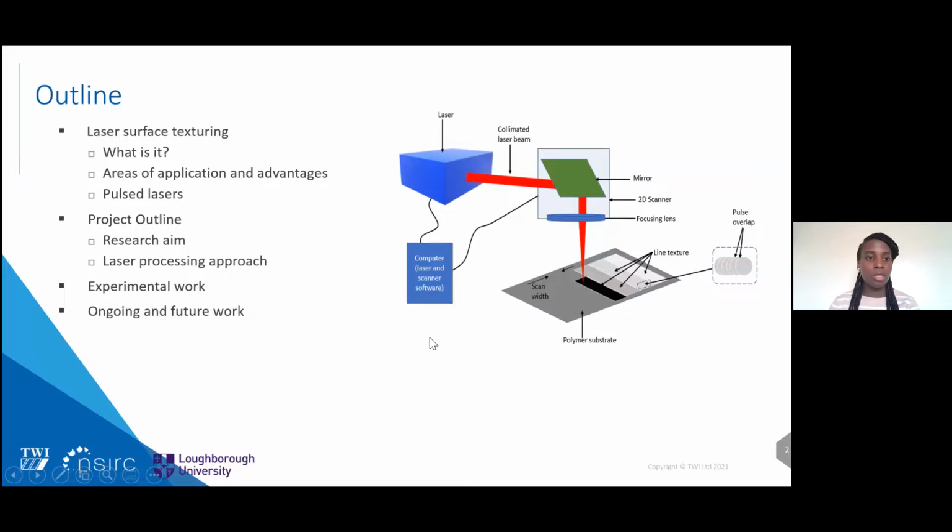I'll be starting my presentation by giving a little bit of an explanation of what laser surface texturing is, the areas of application, and the advantages of laser surface texturing in comparison to other surface modification techniques. Then I will speak a little bit about the literature review, and then talk about the laser processing approach that I'm using, a bit of the experimental work that I've done, and then my ongoing and future plan.